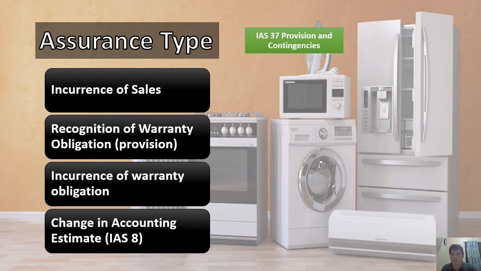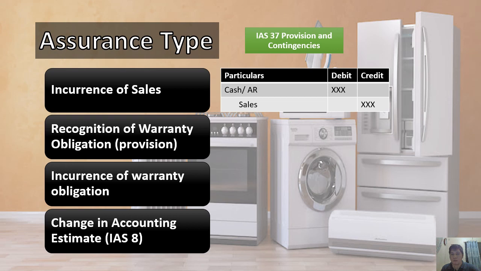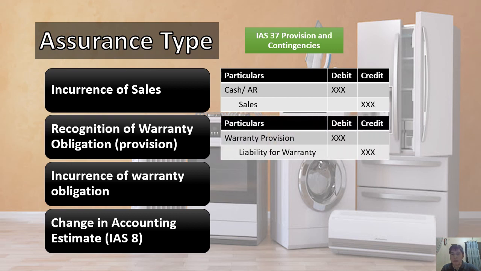Okay, so under incurrence of sale, the related accounting procedure or the journal entry required should look like this. Of course, we have the debit cash or kaya naman AR if it is on account. Then we have to credit sales. The next, under recognition of warranty obligation, the necessary accounting entries, or the pro forma journal entry, should be debit warranty provision, which is an expense account. Then we have the credit liability for warranty.